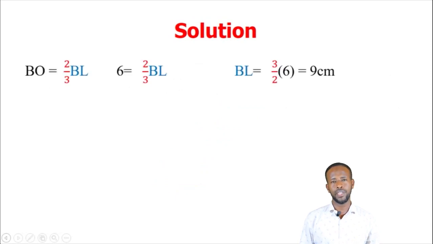Solution. BO is equal to 2/3 of BL. Isn't it? BO is given as 6. 2/3 of BL.